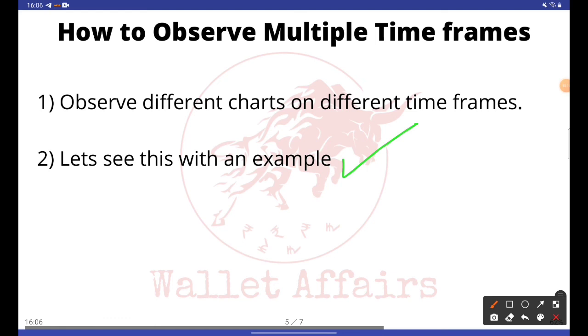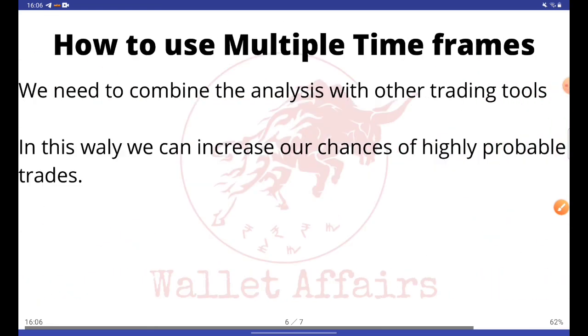So I guess you all have observed all these examples, and what you need to do now is watch as many charts as possible and use all those analyses. Now, how to use multiple time frames? We need to combine the analysis with other trading tools. What are the other trading tools?